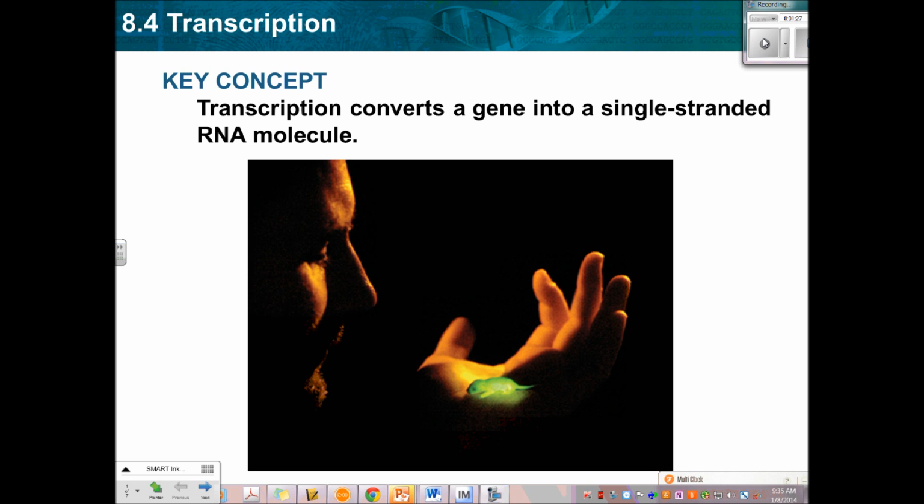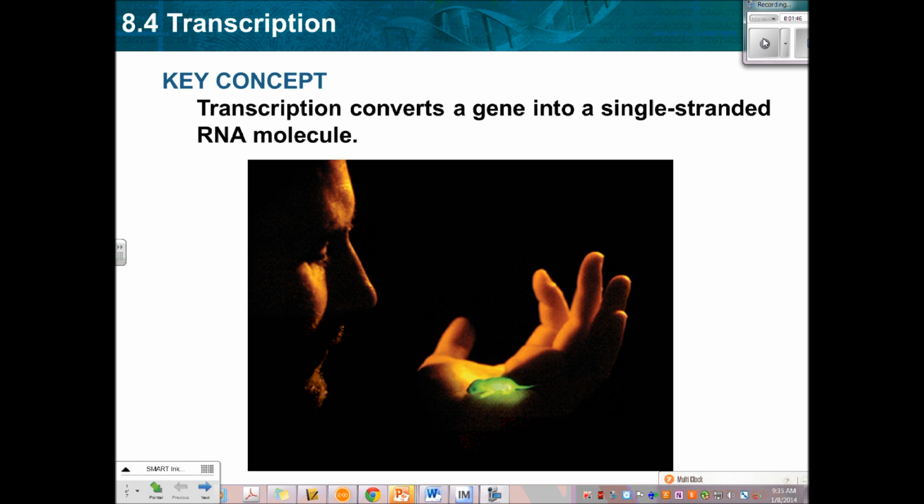Okay, look at your keywords over here. So replication was last time. We'll talk a little bit about it. We'll do some modeling later. But then we're going to go on to transcription and translation today. Then we'll do some more interesting stuff, and we'll make some models. And then we'll play a game.